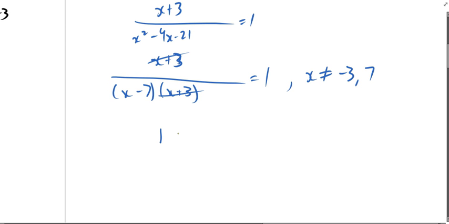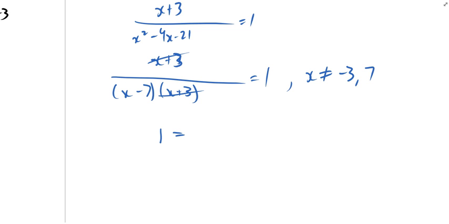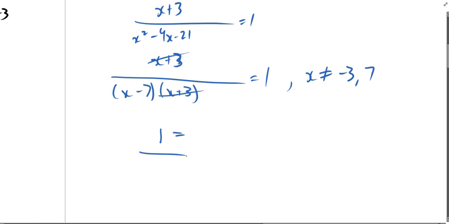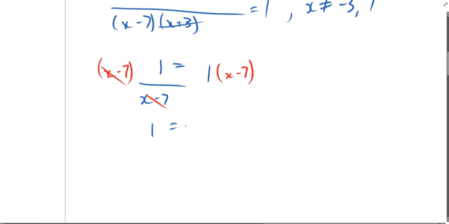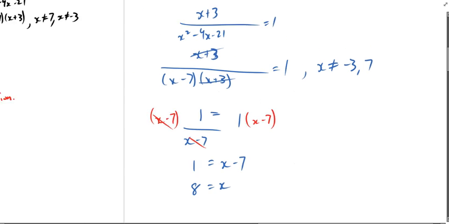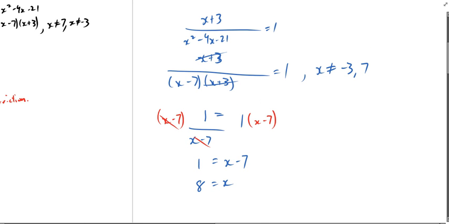So I end up with 1 over x minus 7 equals 1. Multiply both sides by x minus 7. Okay, and then these are gone. And I get 1 equals x minus 7. Add 7 to both sides. 8 equals x. X equals 8. Same answer. The 3's gone because we divided it out. And again, the restrictions are irrelevant now because our answer's there, right?